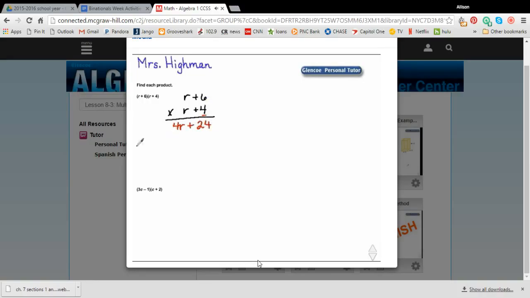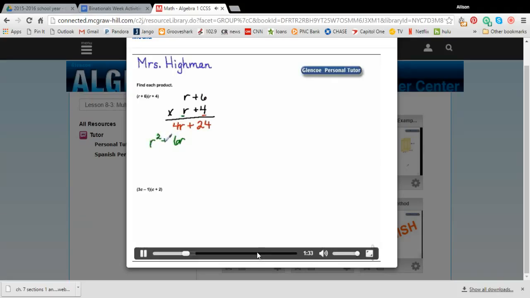Okay, now we need to take r, and we're going to multiply it by the 6 and also times the r. So r times 6 would be 6r, and we're going to line that up with the r that we already have there, so 6r. And then r times r would give us r squared, and so those are both positive as well. r squared, plus r times 6, 6r.